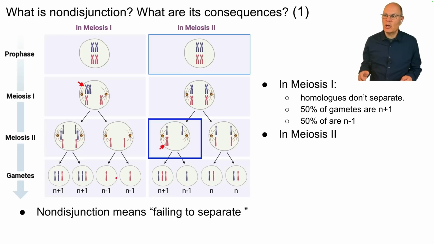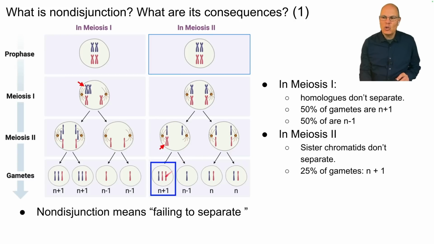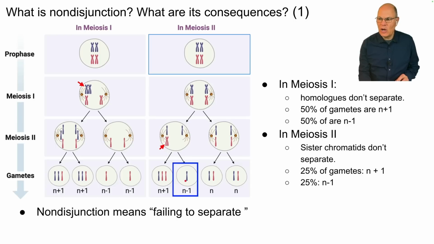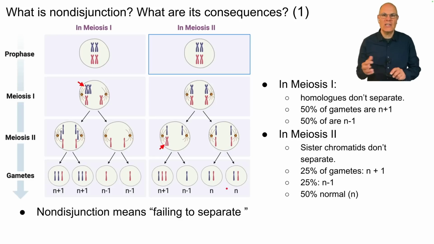If non-disjunction occurs during meiosis 2, it involves the sister chromatids not separating. In meiosis 2, the sister chromatids don't pull apart. So the result is that 25% of the gametes are N plus 1, 25% are N minus 1, in other words, the haploid number but missing 1, and then 50% of the gametes will be normal. So that's what non-disjunction is and how it can happen in meiosis 1 or meiosis 2.